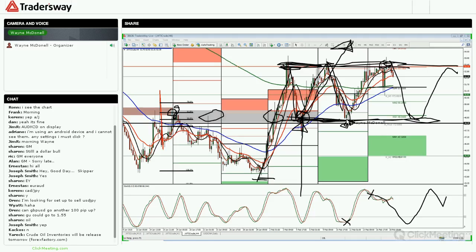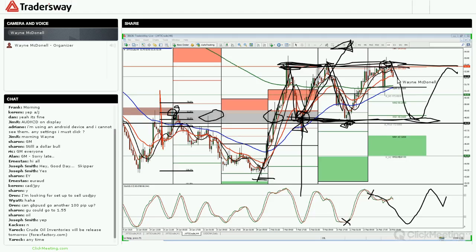Oh, I'm sorry, Yark. Really, was it pushed off because of the holiday? I appreciate that, Yark. He says oil inventories are delayed tomorrow. Mucho gracias, señor. Muy bien. But anyway, it's still important.